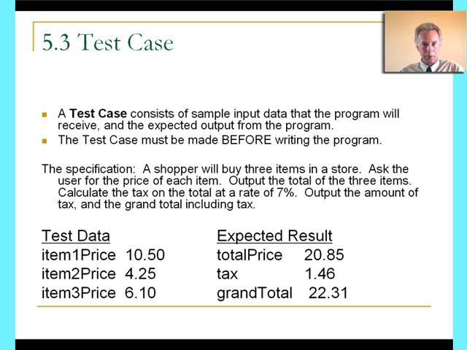And again, this one is a pretty simple one. So total price should be the sum of these 3 numbers, the 3 input numbers. The tax should be 7% of the total price, and the grand total should be the total price plus the tax. If you actually write down at least one test case, and in a more interesting problem, several test cases would be required to make sure that you really do understand what the specification is asking you to do.